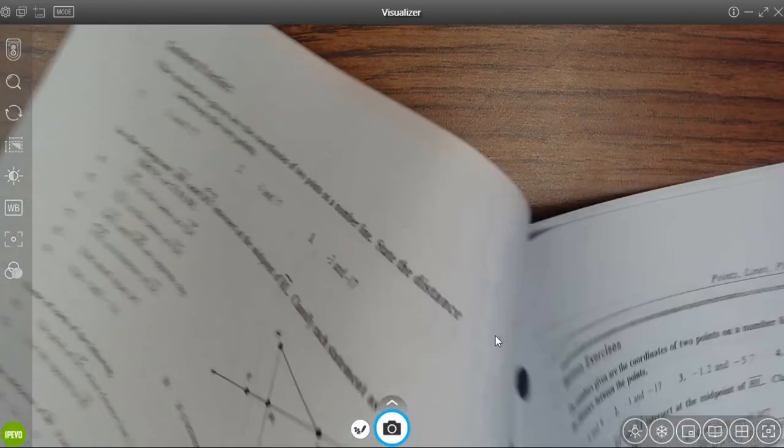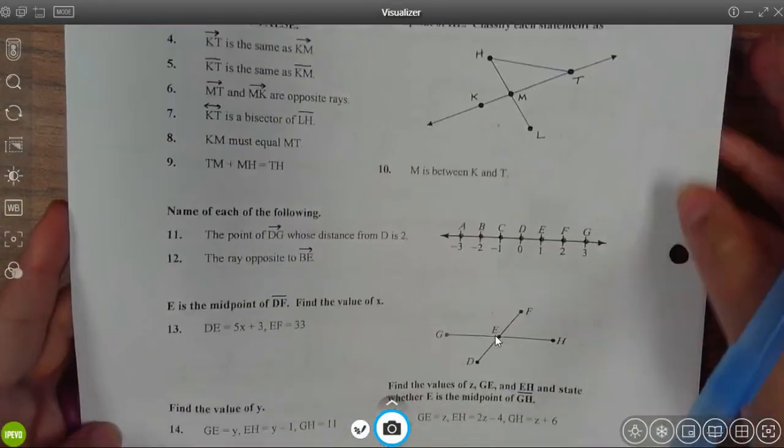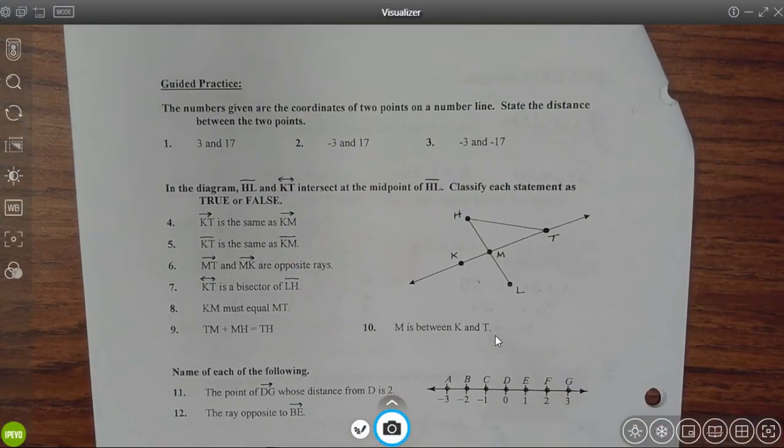I'm going to turn the page in your packet and work on the guided practice. Pause your video and come back when you're done to check your answers.